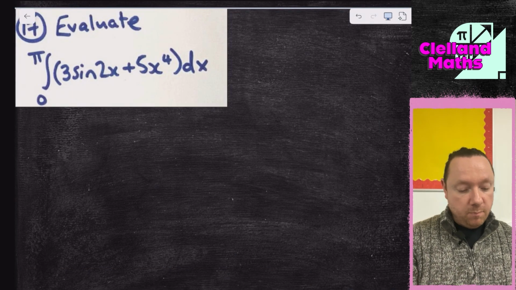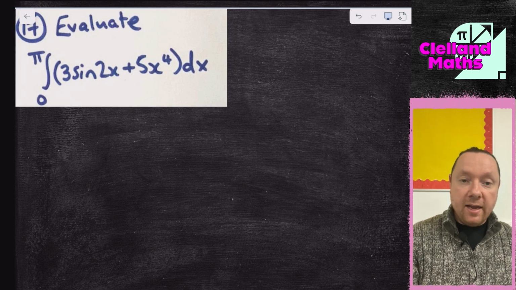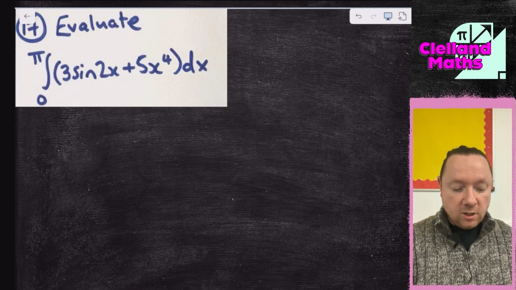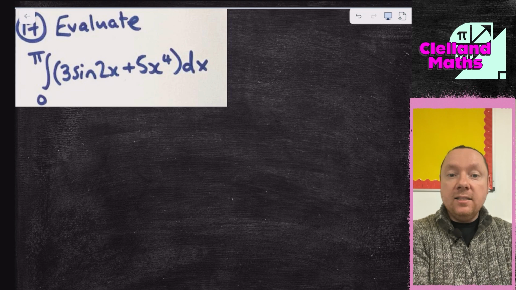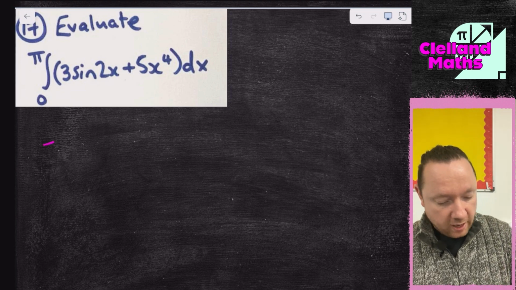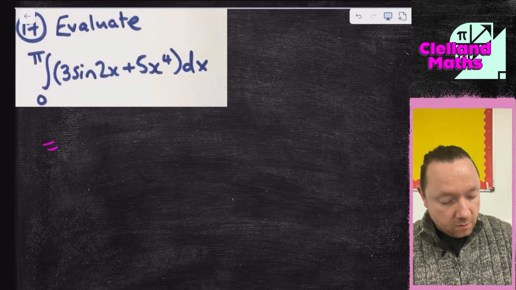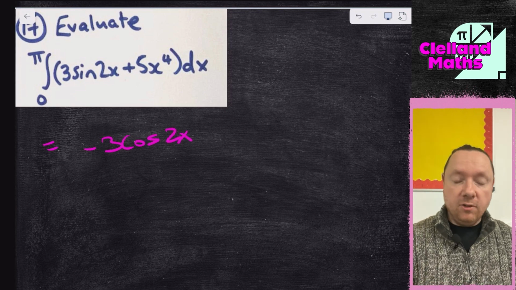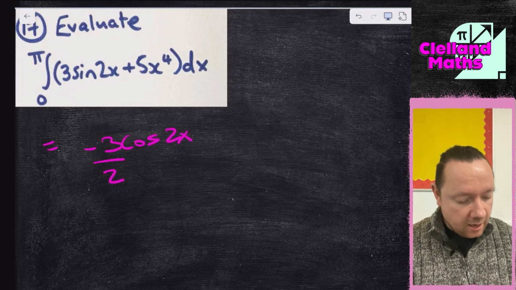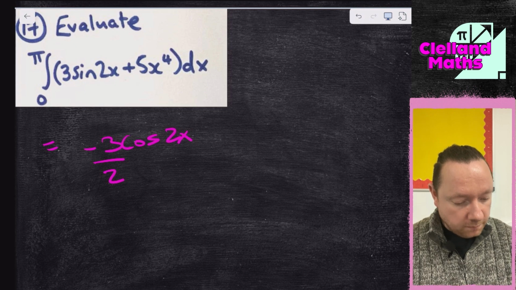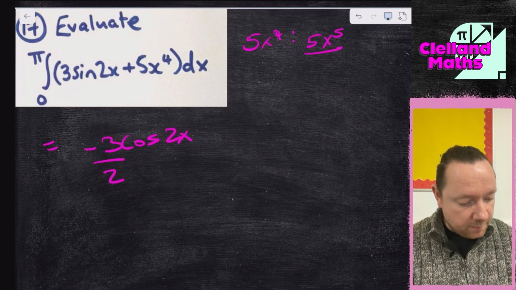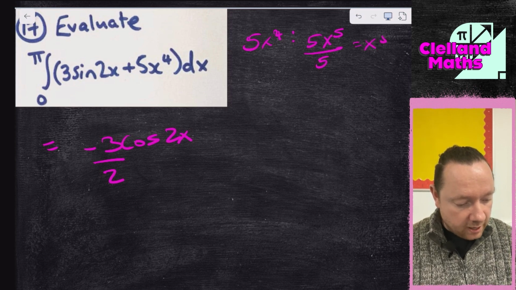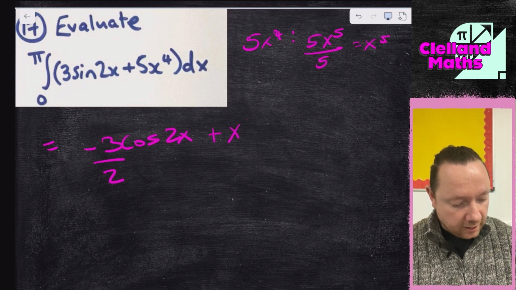Evaluate the integral between 0 and pi of 3 sine 2x plus 5x to the 4 dx. So the start of the exam papers tells us how to integrate sine. Sine goes to minus cos. So that gives me minus 3 cos 2x, but I need to then divide by the 2, so over 2. And then 5x to the 4 becomes, add 1 to the power, I've got a 5, divide by the new power, so that's just x to the 5. So plus x to the 5.